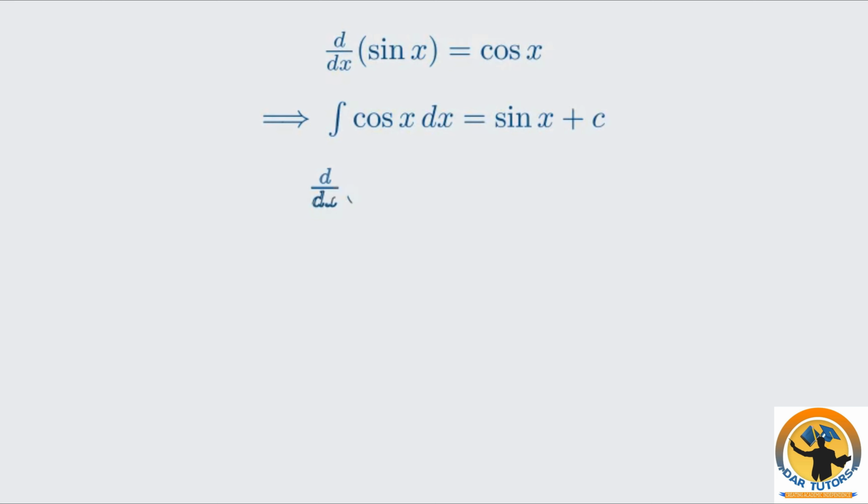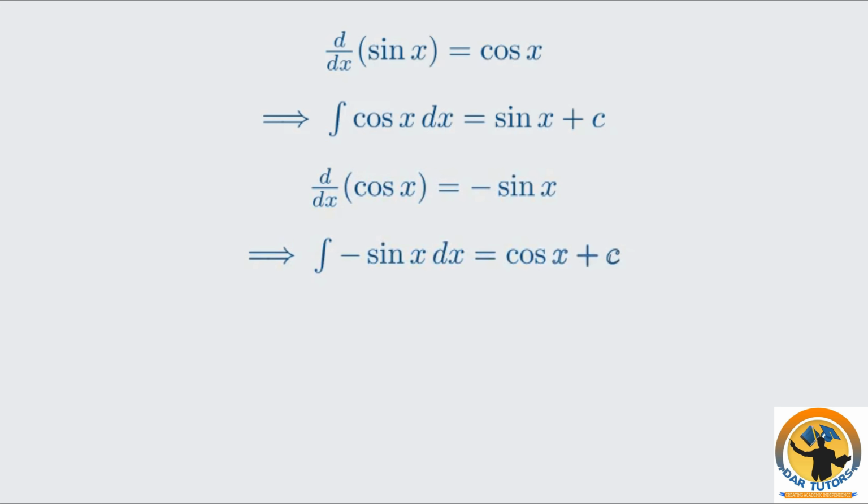Let's expand our toolkit to include trigonometric functions. Just like before, we can find their integrals by reversing their derivatives. We know the derivative of sine x is cosine x. Therefore, the integral of cosine x is sine x plus c. The derivative of cosine x is negative sine x. This means the integral of negative sine x is cosine x plus c.